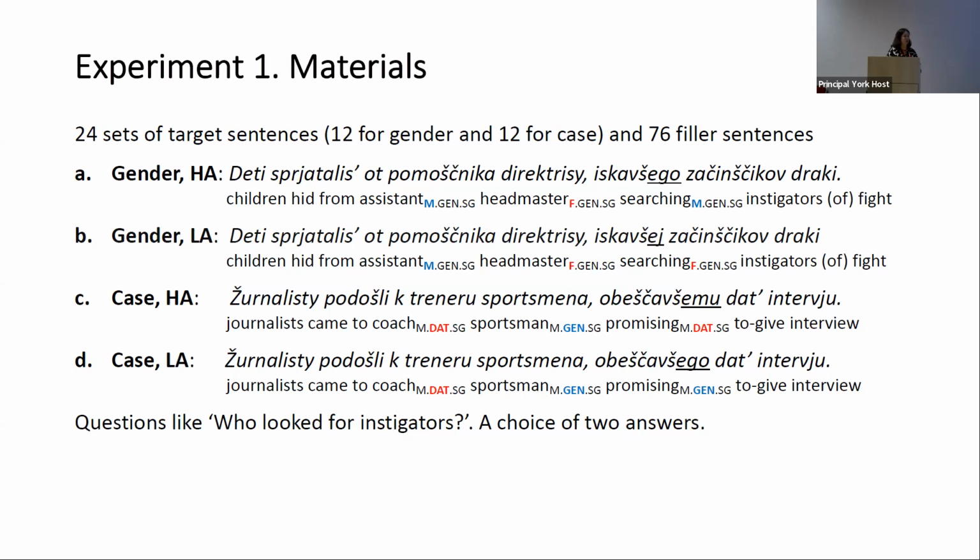To give an example, the sentence in the gender high attachment condition would be something like «Дети спрятались от помощника директрисы, искавшего зачинщика в драке». So children hid from the assistant, masculine genitive singular, of the headmaster, feminine genitive singular, searching for the instigators of the fight. So this is disambiguated by number in favor of the high attachment. In B, we have the same sentence disambiguated by gender in favor of the low attachment. And similar examples with case disambiguation in C and D.